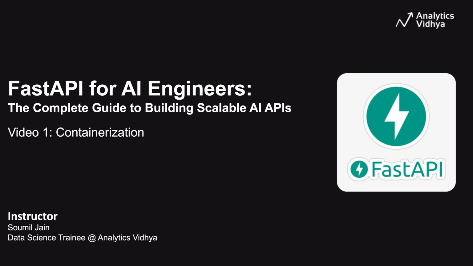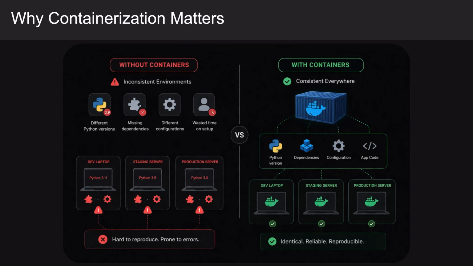Look at the left panel. 3 machines, 3 different Python versions. 3.11 on the dev laptop, 3.9 on staging, 3.8 on production. Different dependencies, different configs. Result at the bottom, hard to reproduce, prone to errors.